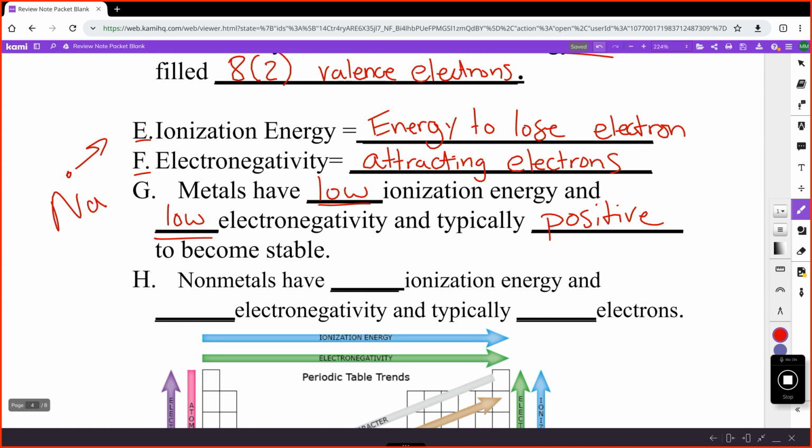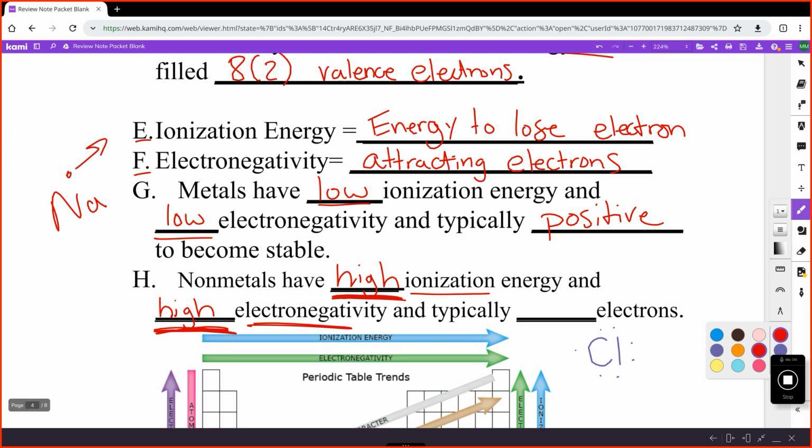Nonmetals have high ionization energy and high electronegativity because they have 7 or 6 valence electrons, so they really want to gain electrons. It takes a lot of energy for them to be lost, and they are very good at attracting new electrons.